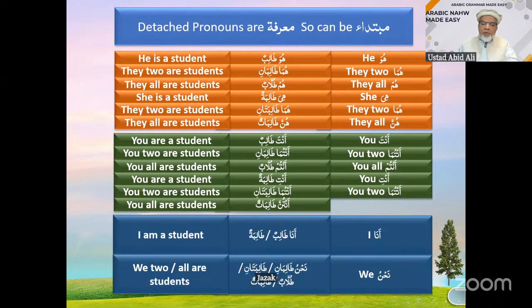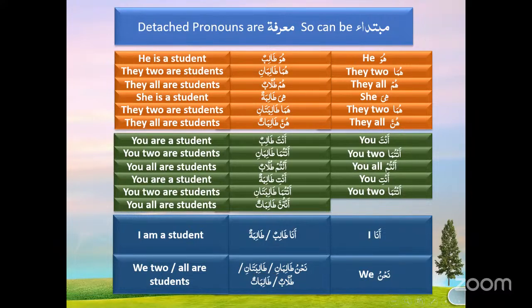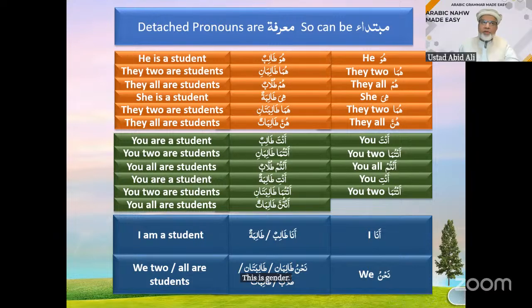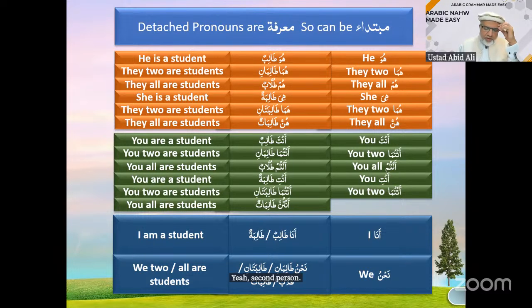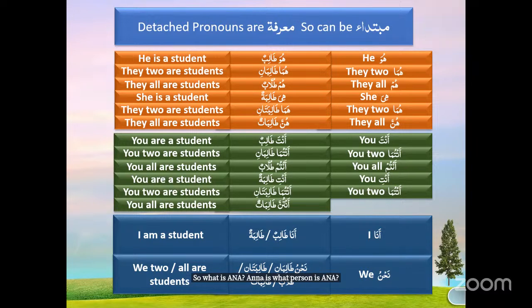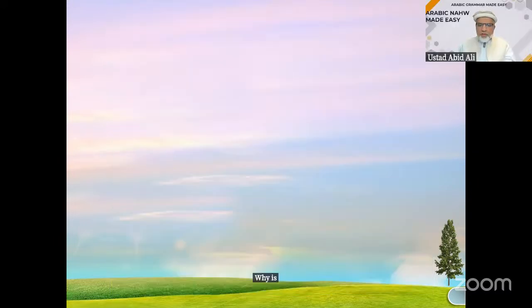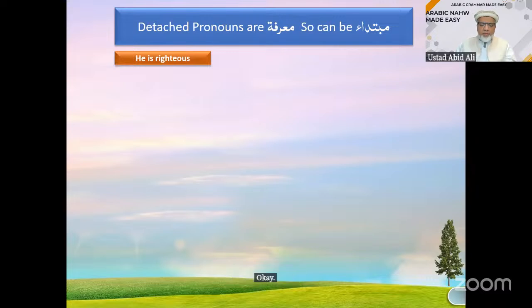Jazakallah khair. Now, what person is Antunna? Not gender, person. Remember when we were showing the chart, we said third person, second person, first person. Second person, Al-Mukhatab. So what person is Ana? Ana is first person. And Huwa? Huwa is third person. MashaAllah. Jazakallah khair. Okay, so we have more examples.